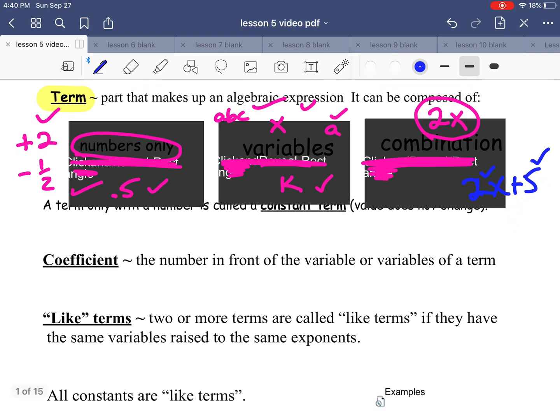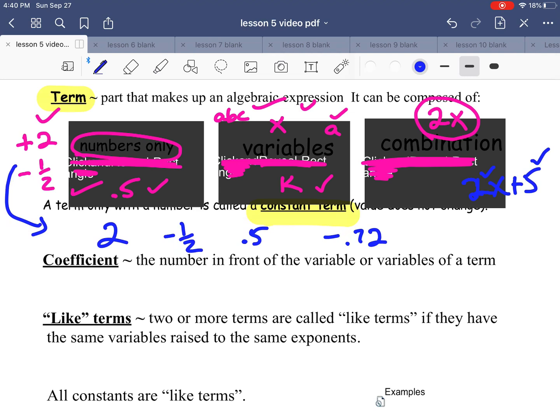Next thing, mine's hiding a little bit, but on your paper you can see it. A term only with a number is called a constant term. So I want you guys to highlight this constant term underneath. That just means it's a number all by itself, nothing else. So my examples here would be a 2, a -0.5, a +5, a -0.72, a number by itself. It never changes. That's why it's called a constant.